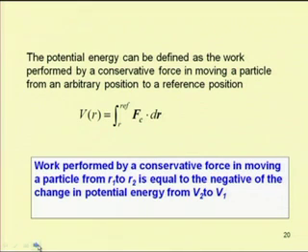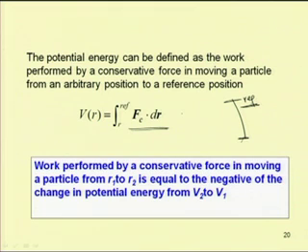The potential energy can be defined as the work performed by a conservative force in moving a particle from an arbitrary position to a reference position. So, let this be the arbitrary position from which it has to be taken to this reference position. The work done in moving the particle from this arbitrary position to this reference position is known as its potential energy. So, work done is force dot dr. Using this expression one can find the potential energy of a body.